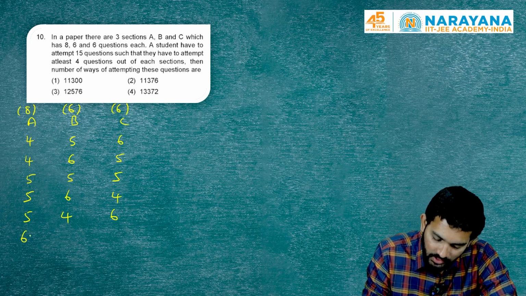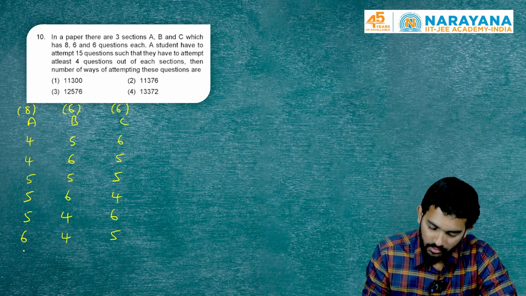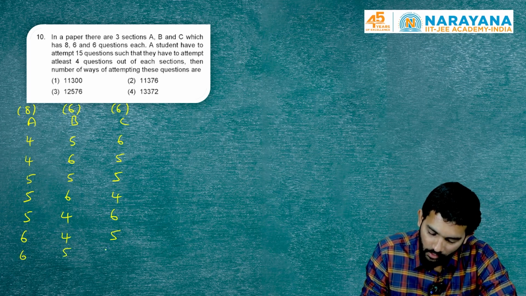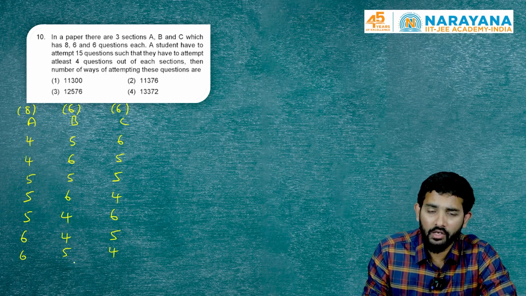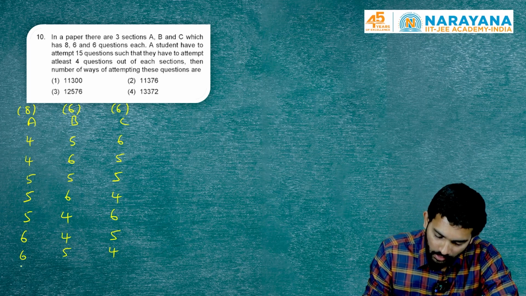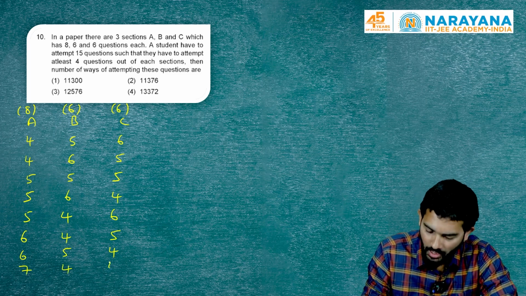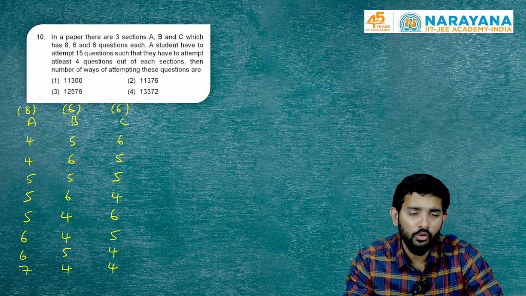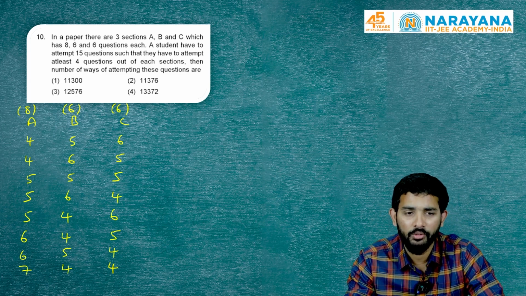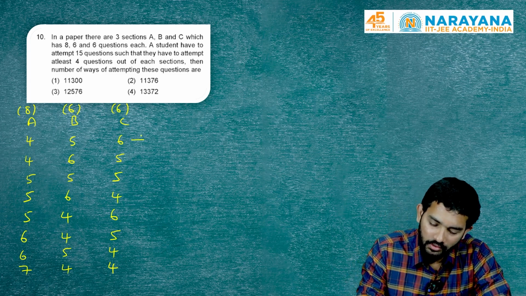Then if I am taking 6 here, if I take 4 here, I have to take 5 here. If I am taking 5 here, I have to take 4 here. If I am taking 6, then I cannot take 3 from C, because I should take at least 4. The next possibility is 7. If I am taking 7 here, minimum 4 I have to take here, and obviously 4 from here. Then I cannot take 5, 7, 5, because 12 plus 3, I should take minimum 4. So I can safely say that these are the only possibilities.